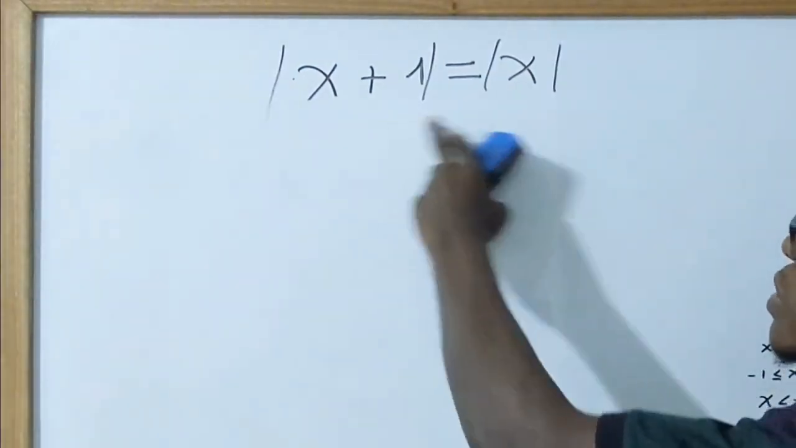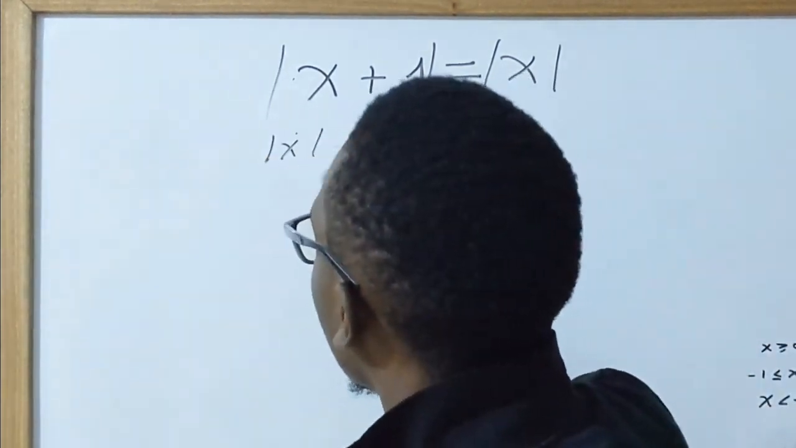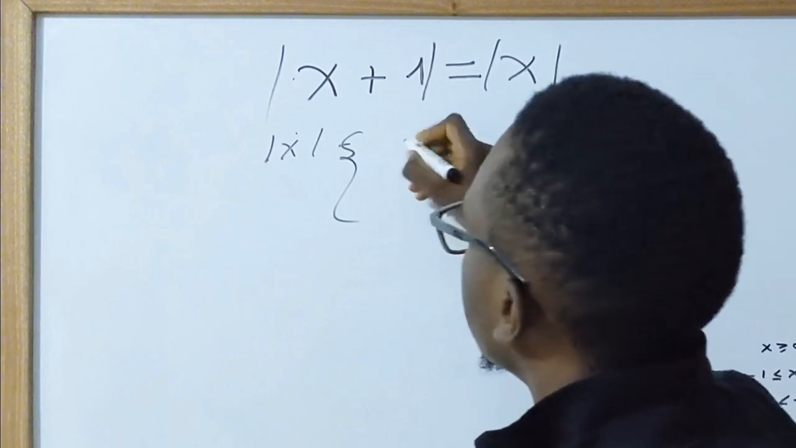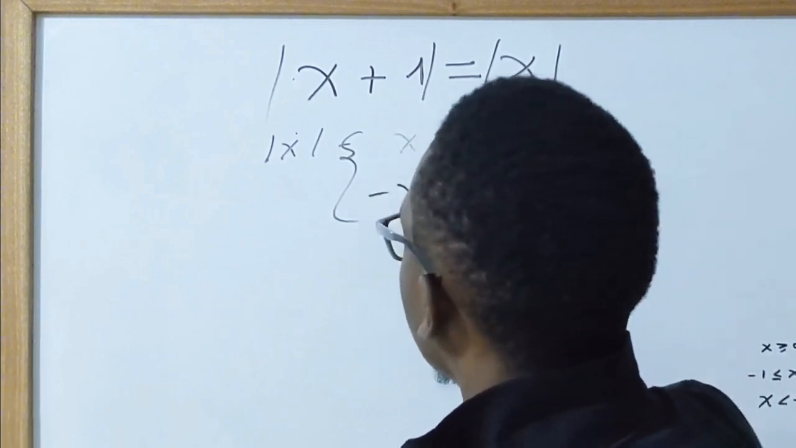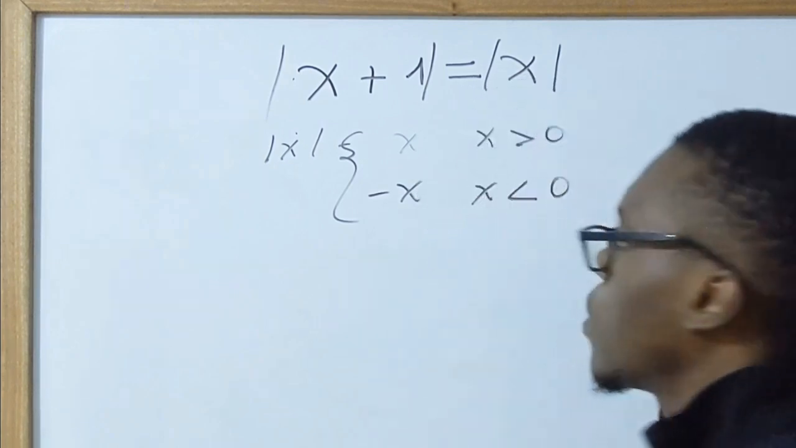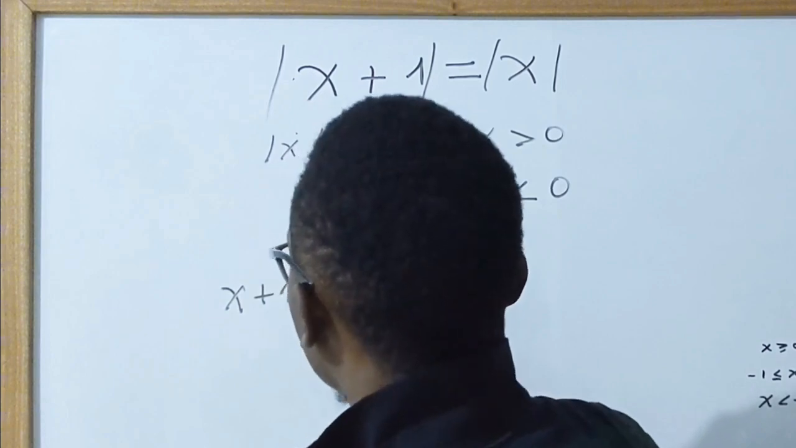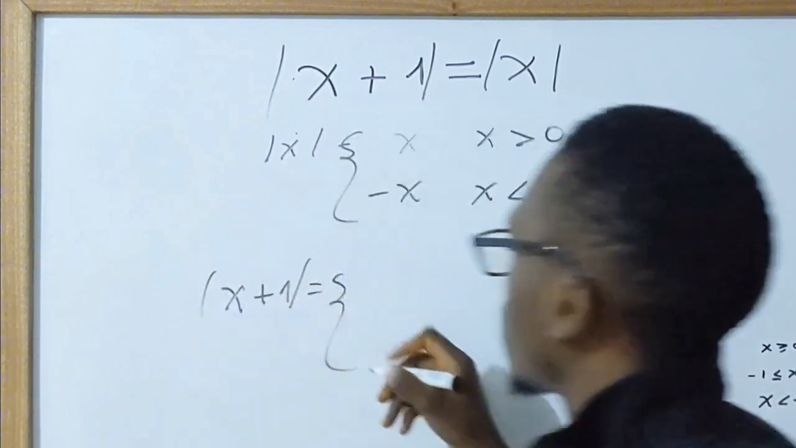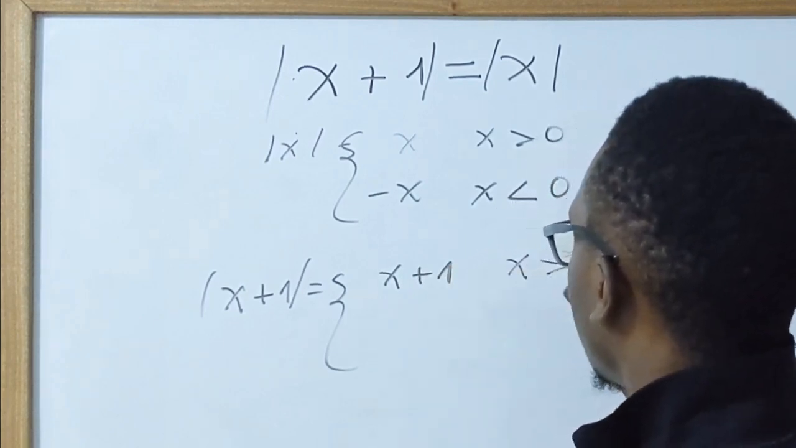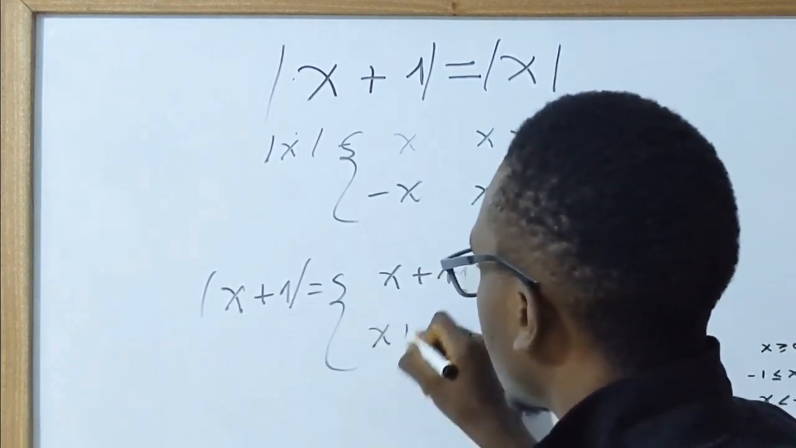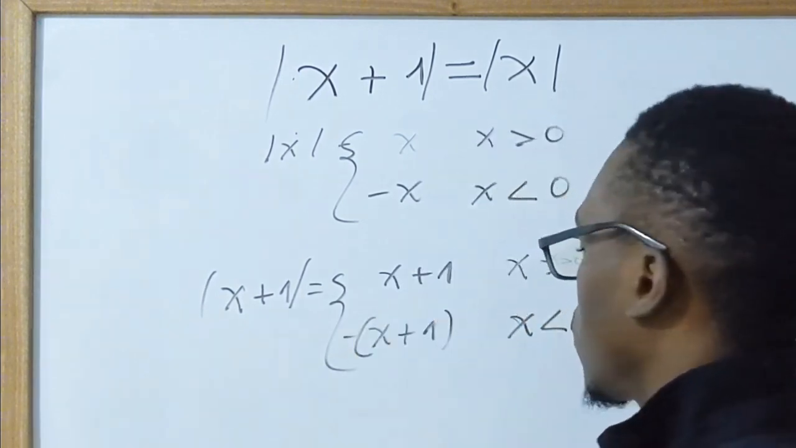Well, now if we introduce a modulus symbol to solve this question. The modulus of x is equal to x if x is greater than 0, and minus x if x is less than 0. And for x plus 1, the modulus will be equal to x plus 1 if x is greater than 0, and negative of this, that is minus (x plus 1), if x is less than 0.